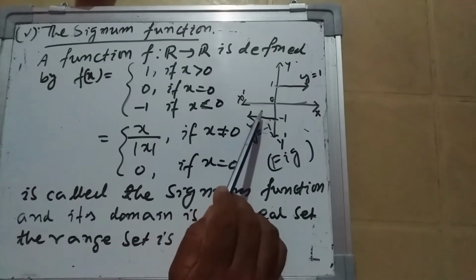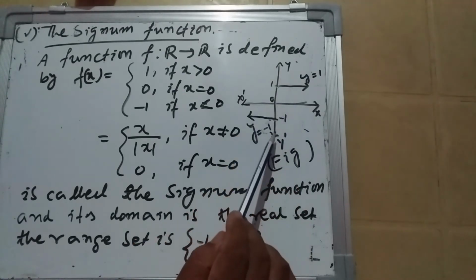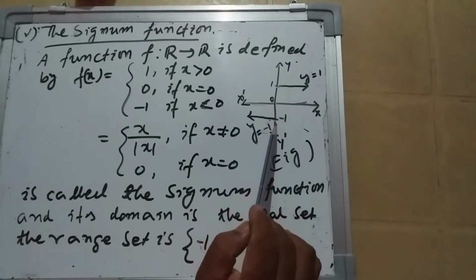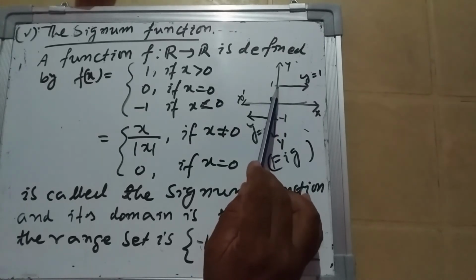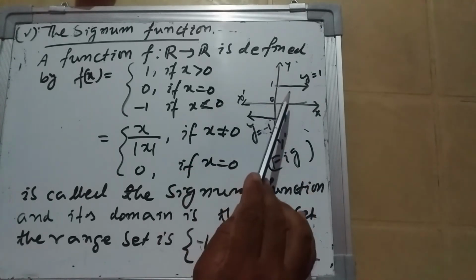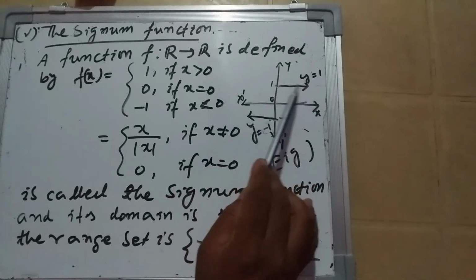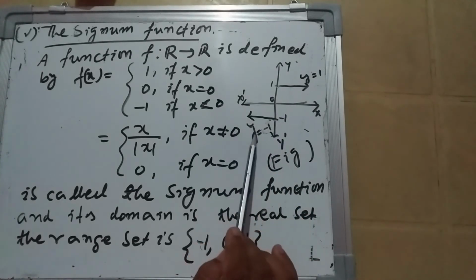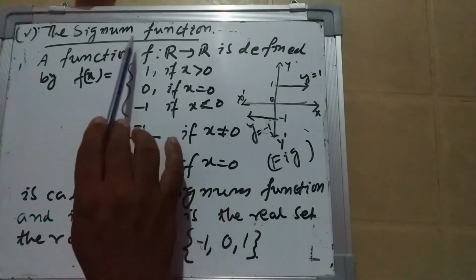Come to the picture. X-axis, y-axis, origin, and this value is minus 1 downward along the y-axis, and 1 upward along the y-axis. So y equal to plus 1 is towards the right and y equal to minus 1 towards the left. So this is the picture of the signum function.